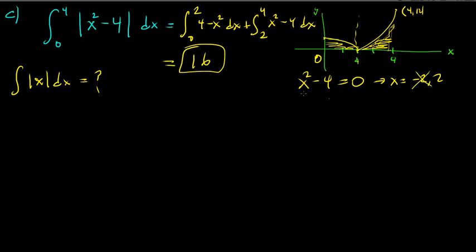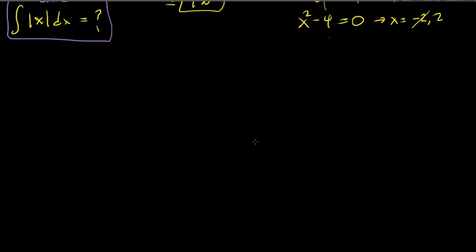So that's part C. Kind of a tricky one because if you're trying to do it by finding the indefinite integral, that's going to be a little bit tricky. On the other hand, this is one that you will be able to do in Calc 2. So this is a Calc 2 problem to find the indefinite integral of the absolute value of x. And it's actually not a very hard problem in Calc 2. It just involves integration by parts.